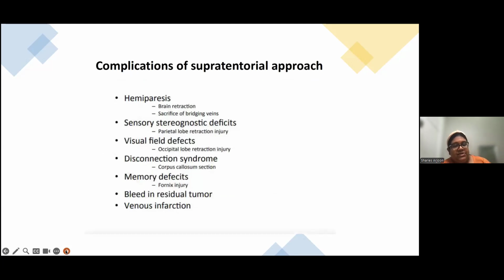So the complications of the supratentorial approaches would include hemiparesis from brain retraction and sacrificing of bridging veins, sensory stereognostic deficits such as parietal lobe retraction injury, visual field deficits from occipital lobe retraction injury, disconnection syndrome from corpus callosum section, memory deficits from parahippocampal injuries, bleeds within the residual tumor, and venous infarction.